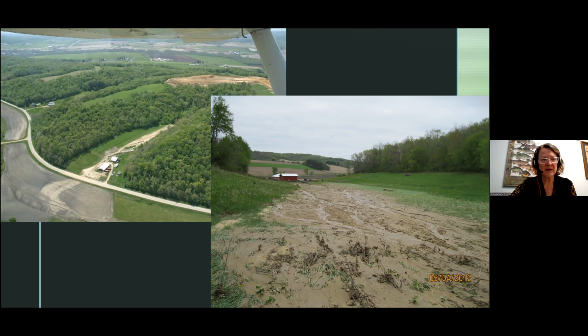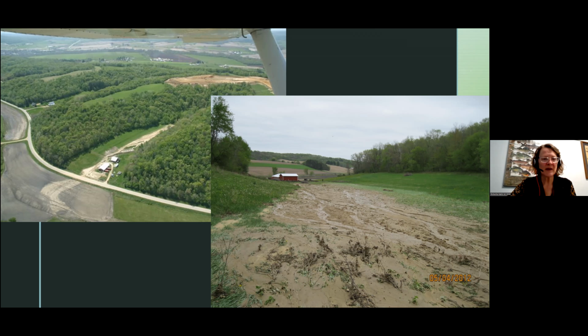And what you see in the upper left corner is the aerial imagery of it. Back in 2012, no one in the department had a drone to be able to do this. And so I hopped a plane with the DNR pilot, and we circled the site. And this was one of several runoffs in that area.